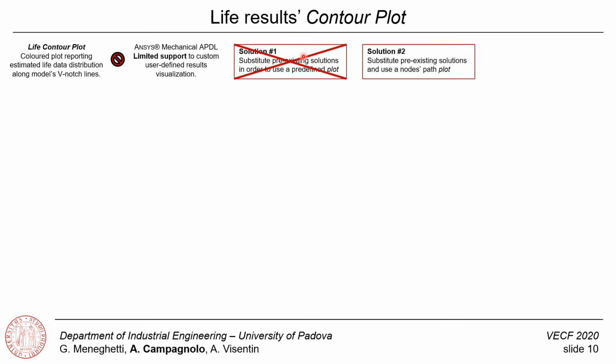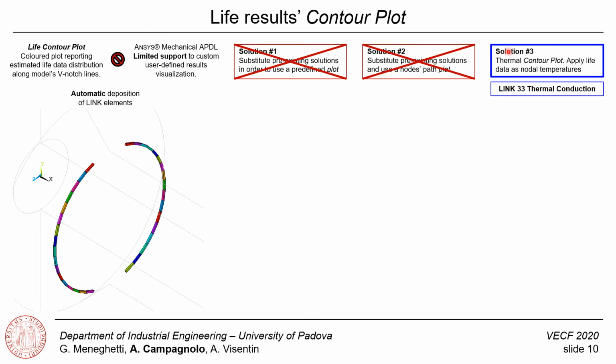In order to increase plot quality, a second solution was introduced by using a nodal path plot. Also, this second solution required high computational time. The final solution consisted instead in creating a thermal contour plot, making use of LINK33 elements. Thermal elements are automatically deposed between consecutive structural nodes on the identified V-notch lines.